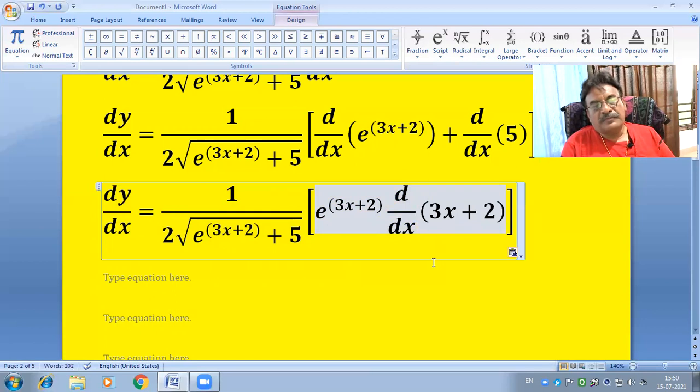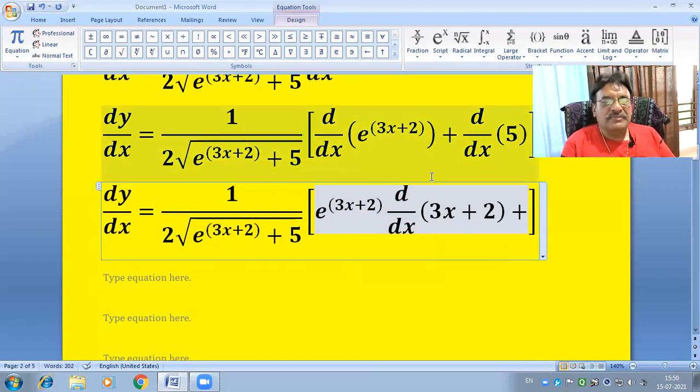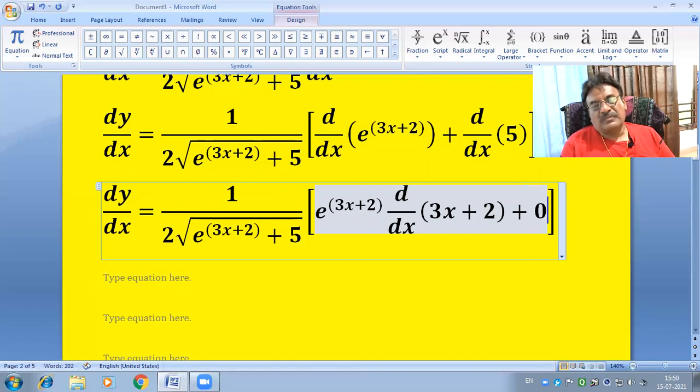Plus, next we find d/dx of 5, and 5 is a constant, therefore the derivative is 0, because we know the standard result d/dx of k equals 0, where k is a constant.